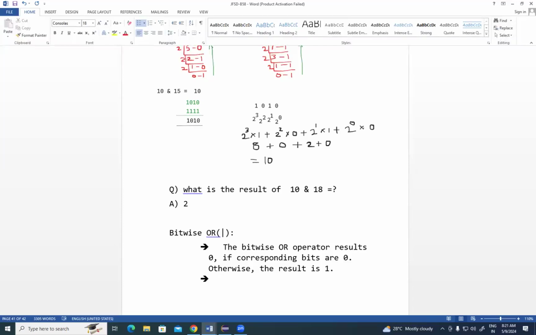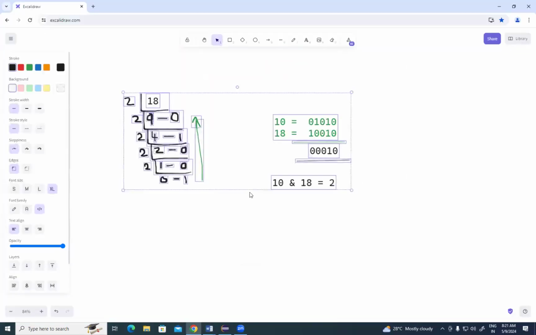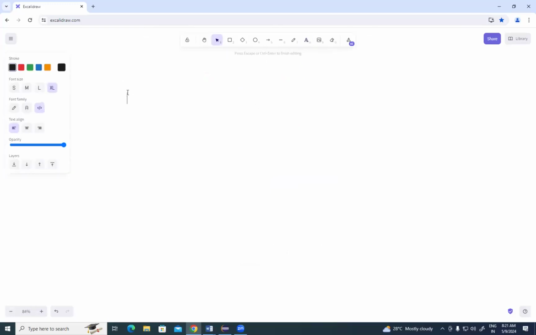Folks, are you getting the answer? Tell me what the bitwise OR operator will do. It will result in 0 if corresponding bits are 0. Otherwise, 1. My question to all of you, folks, can you tell me now? What is the result of 10 or 15? Sorry, online people. What is the result of 10 or 15?